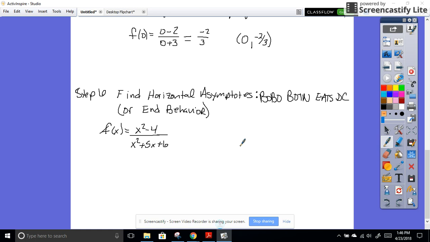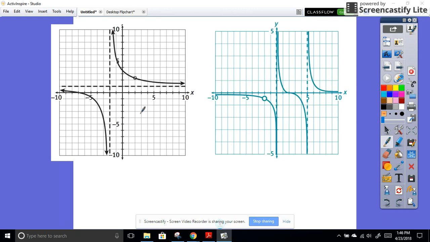Okay, so the last step of this problem is to find your horizontal asymptotes. I have "or end behavior" right here because horizontal asymptotes can be funny. Here's an example of a graph that has a vertical asymptote, a hole, and a horizontal asymptote. Nowhere did this graph ever cross that horizontal asymptote, which is at y equals 1. It crosses the y-axis at 1.